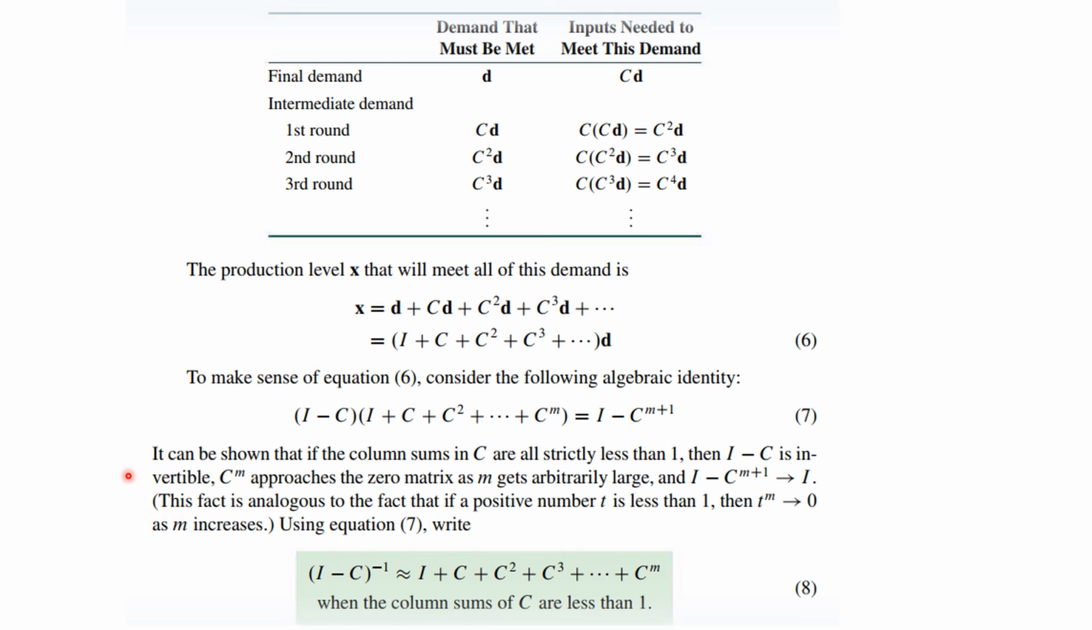Now it can be shown, we're not doing that here, that if the column sums in C are strictly less than 1, then I minus C is invertible, and C^m approaches the zero matrix as m gets large. So that means this finite sum approaches the inverse. And so this is the result we were looking for: (I − C) inverse is approximately equal to I plus C plus C squared all the way up to plus C to the m. And again, this holds when the column sums of C are less than 1.